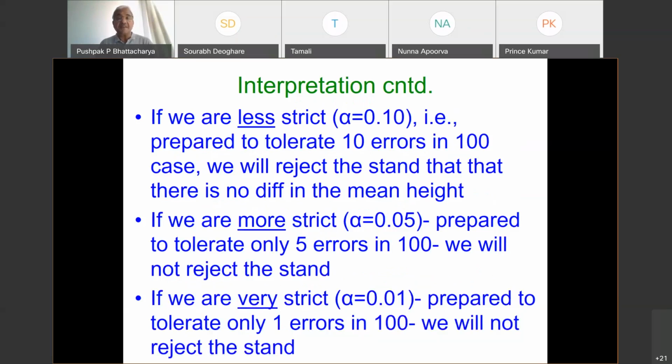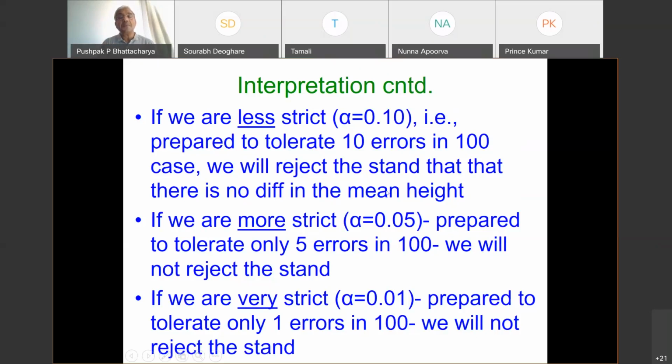Now, if we are less strict, that is alpha is equal to 0.1, we are prepared to tolerate 10 errors in 100 cases. We will reject the stand that there is no difference in mean height. If we are more strict, that is alpha is 0.05, prepared to tolerate only 5 errors in 100, we will not reject the stand. Okay, and if you are very, very strict, prepared to tolerate only 1 error in 100, we will not reject the stand that there is no difference in the mean height.